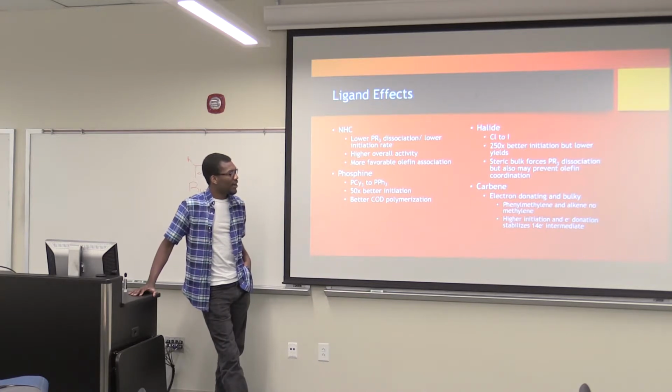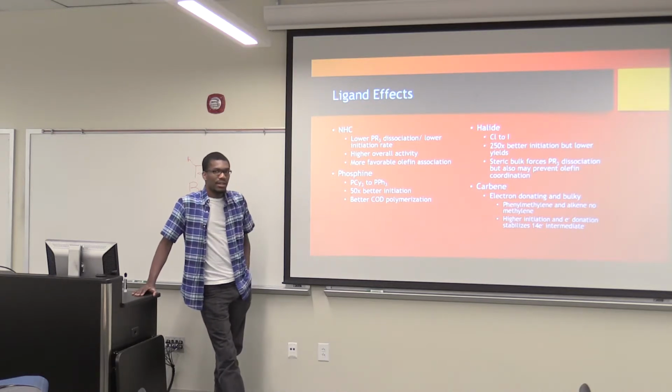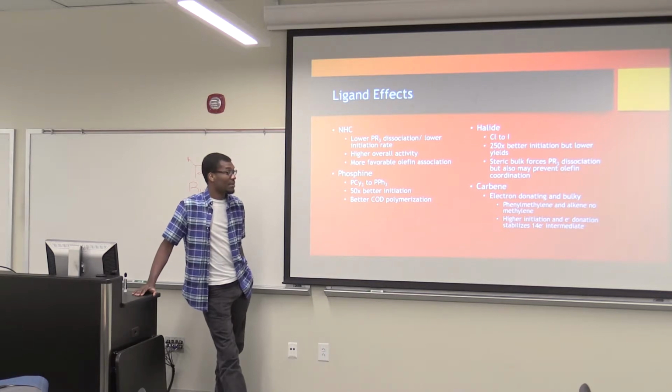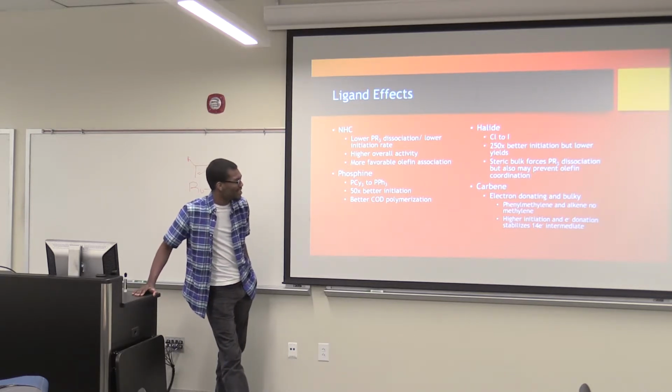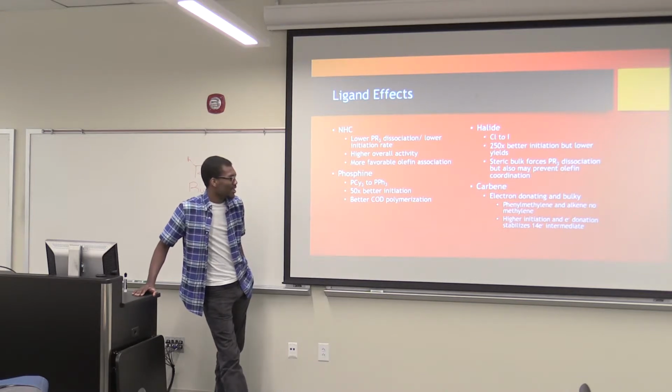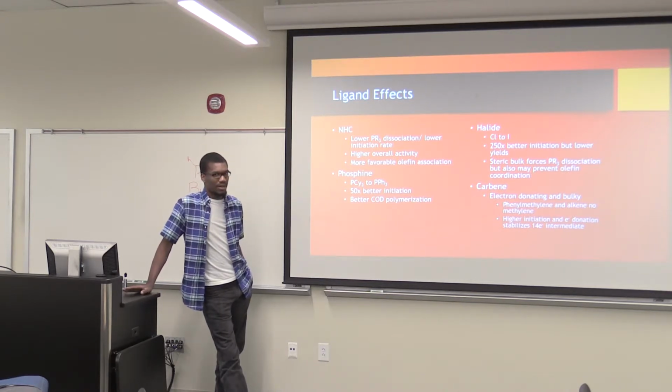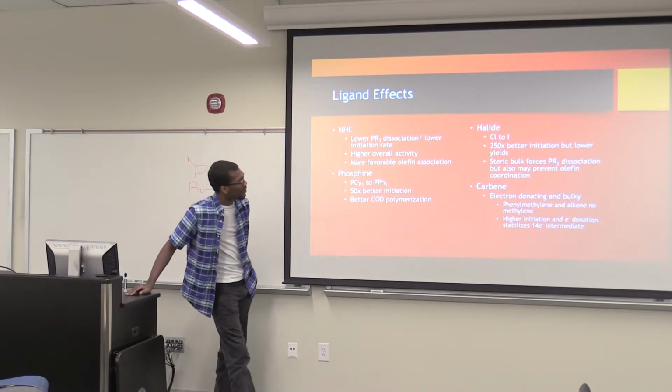And then they looked at the carbene, which was the double bond to the metal. And they saw that the better the electron donating ability of the carbene, and the bulkier the carbene, the better. So they had phenylmethylene and then methylene. And so they saw that phenylmethylene had a better activity because it was able to better, oh wait, no, I see what I'm saying now.